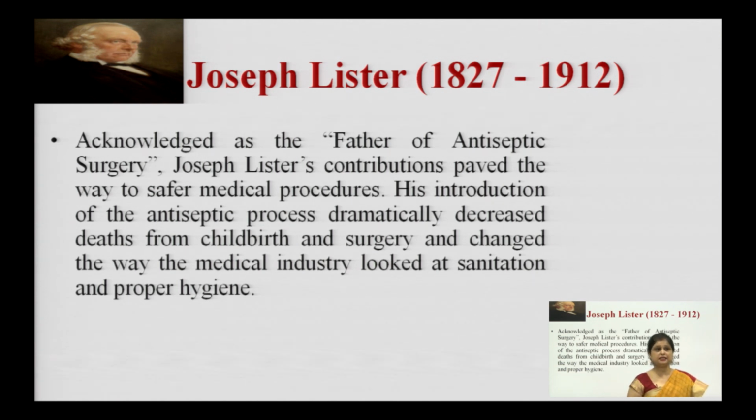One scientist's name was Joseph Lister. Now, who was Joseph Lister? Joseph Lister was a scientist who worked in the era of 1827 to 1912. He was actually a doctor, doing surgery on patients.